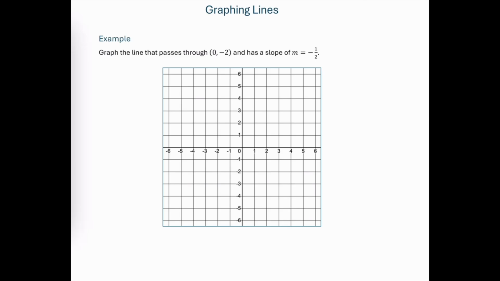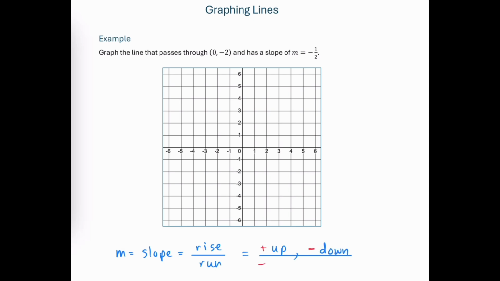Graph the line that passes through the ordered pair 0, -2 with a slope of -1/2. Let's recall that the slope of a line can also be interpreted as rise over run. If we have a positive number in the rise position, that means we're going to be moving up. A negative number in the rise position means that we're going to be traveling down.